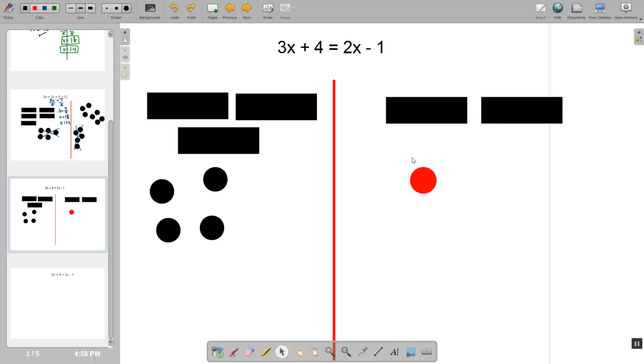Now, the first thing that I want to do is move all of the plus minus chips to one side or the other. I like to move the plus minus chips to the right and then the x's left. And it's correct to do either way, but that's just the way that I like. So to get rid of these 4 chips, I am going to add 4 negative chips to both sides of the board.